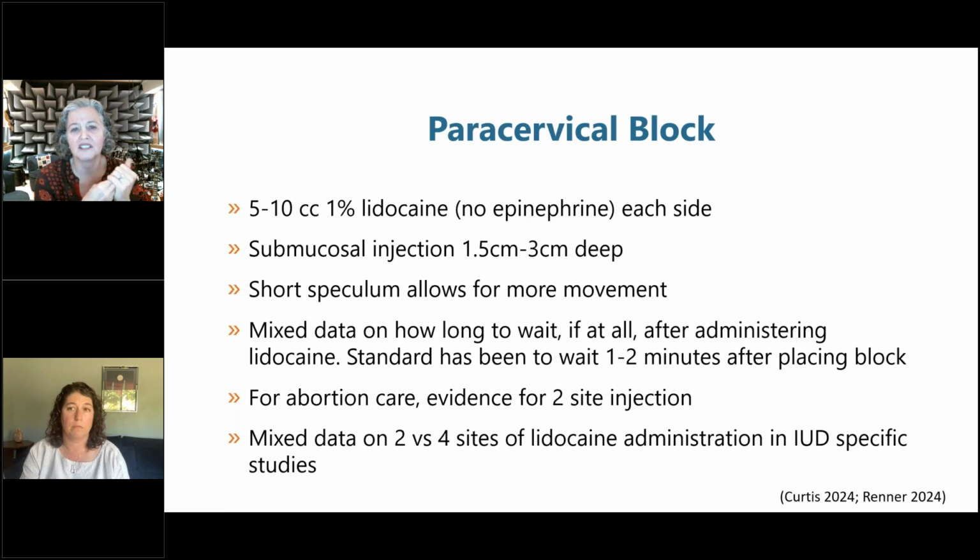And in one study that was looking at various depths, they found that 1.5 centimeters was adequate, but we think about 1.5 to 3 centimeters, not deeper, because you really want to get that bleb. You really, in general, want to use as short of a speculum as you can, because it'll allow for more movement with the use of the tenaculum. It'll allow the uterus to straighten more easily and allow it to descend more easily. But this is also true for when you're giving a paracervical block.